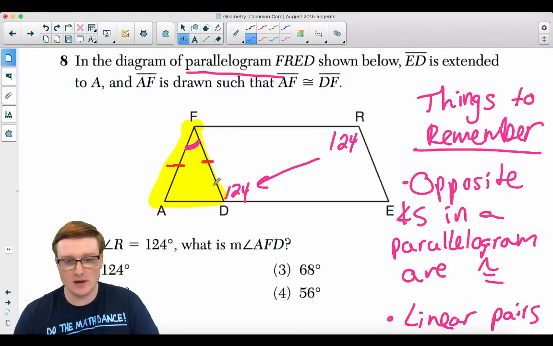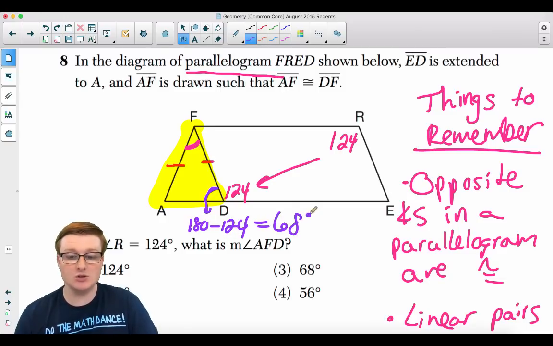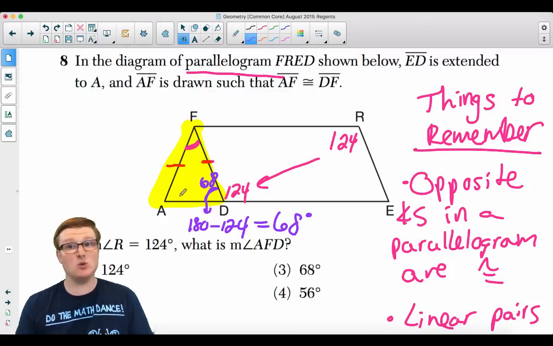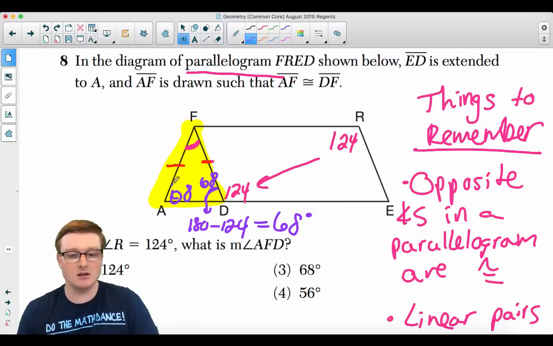This angle next to it is 180 minus 124 because that's a straight line. That's going to produce an answer of 68 degrees. So this angle over here is 68. Now the angle next to it is also 68. Why? It's due to the isosceles triangle theorem. This is an isosceles triangle, and in an isosceles triangle, the base angles are congruent, which are opposite the congruent sides. So this is 68 as well.